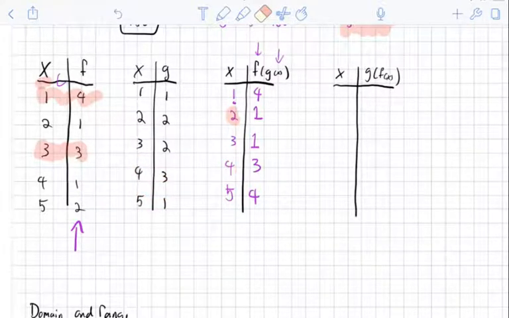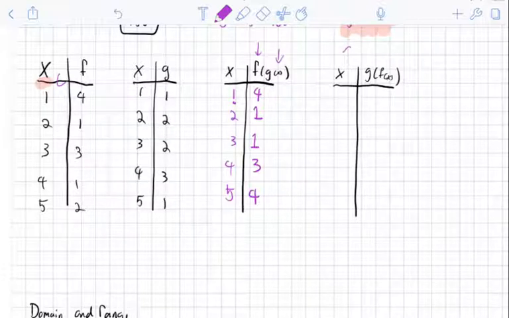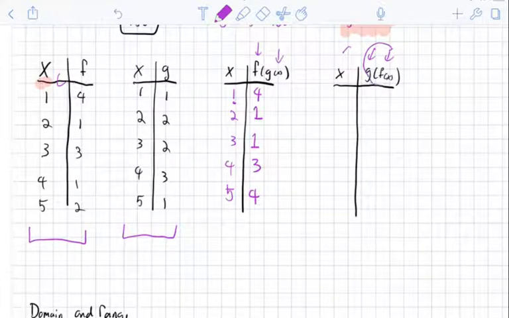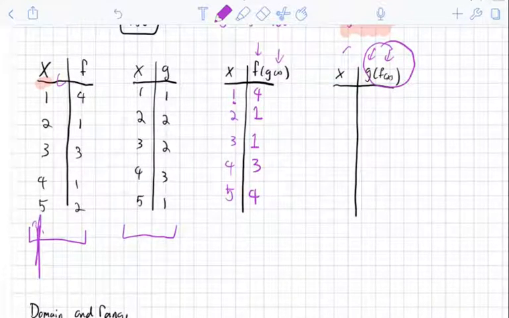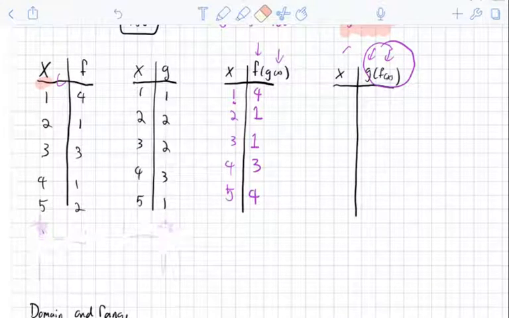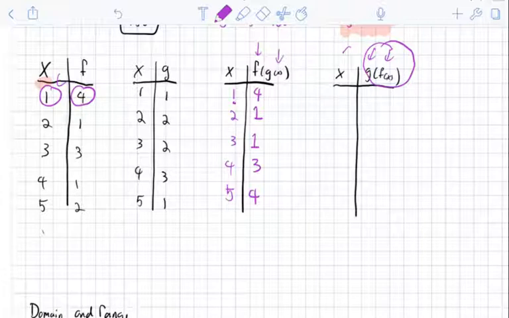Do it the opposite way. Which order are you inputting and outputting? In this table here, this is g of f of x. And that means that you evaluate f of x first and you plug that into g of x. In other words, this equation relates the inputs in this table to the outputs in this table. Okay? How do we do that? When x is equal to 1, f is equal to 4. Input that in here. 4, output 3.